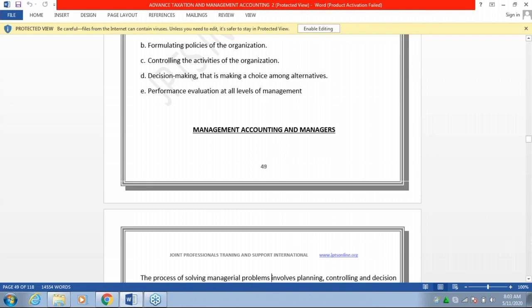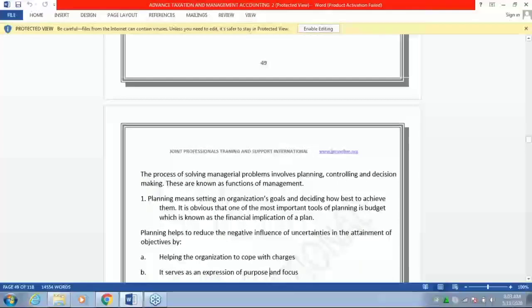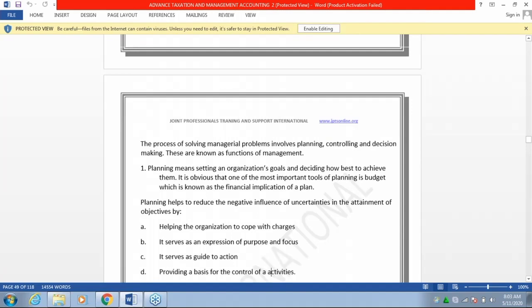Now, management accounting and the manager. Who are the managers? And what is management accounting, as I've explained? The process of solving managerial problems involves planning, controlling, and decision making. So these are known as functions of management. Basically we call it POSDCORB, as I've explained earlier to you.